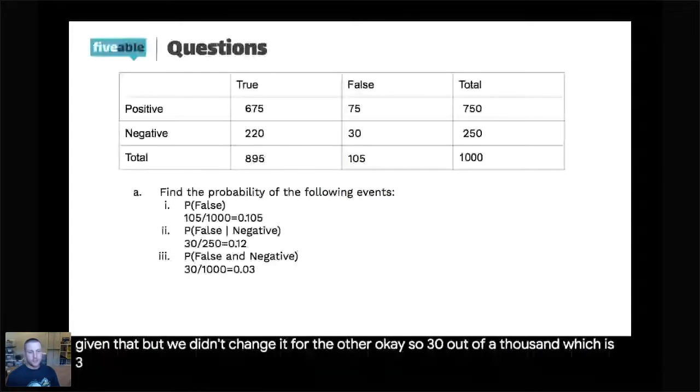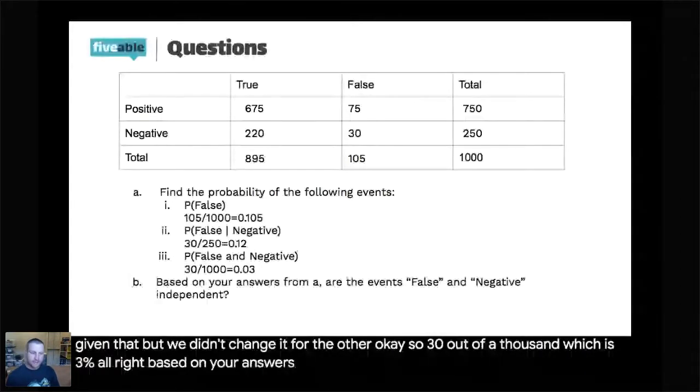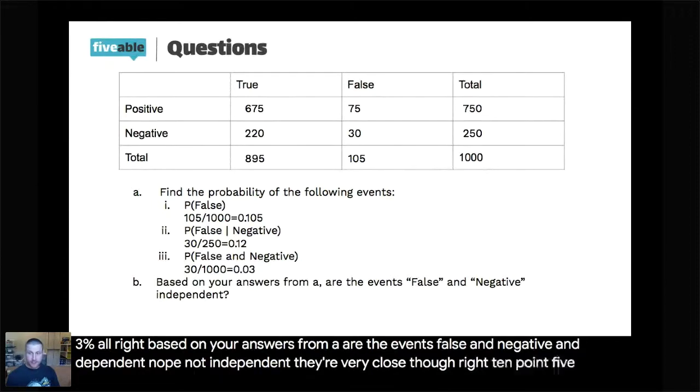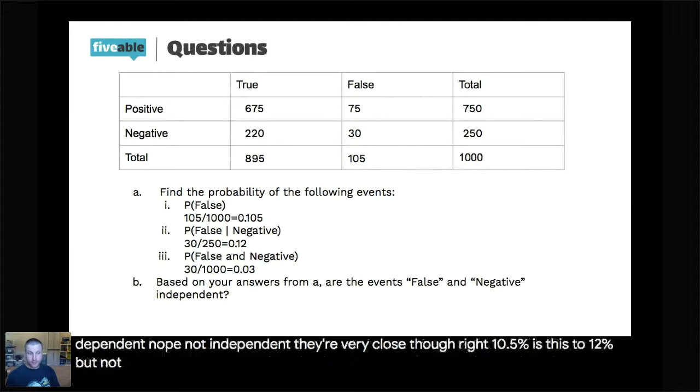All right, based on your answers from A, are the events false and negative independent? Nope, not independent. They're very close though, right? 10.5% is pretty close to 12%, but not quite. So these are the two we're comparing here. Okay. So the probability of being false and the probability of false given that you tested negative.